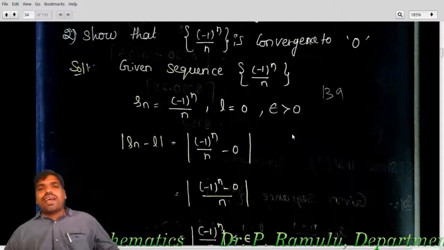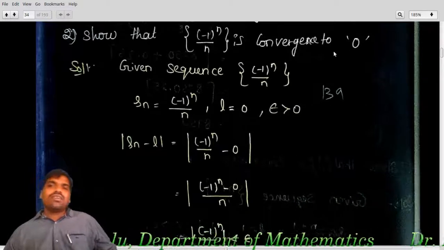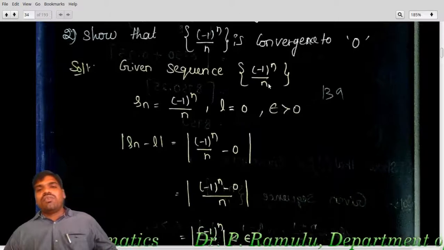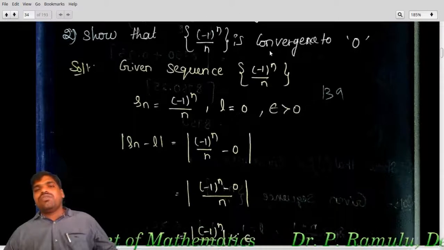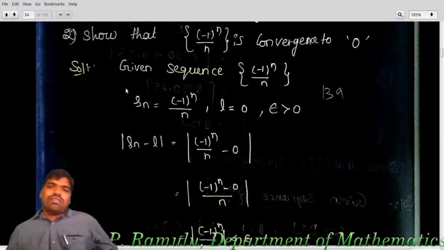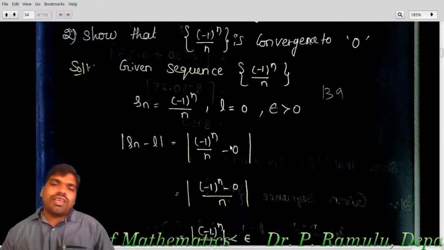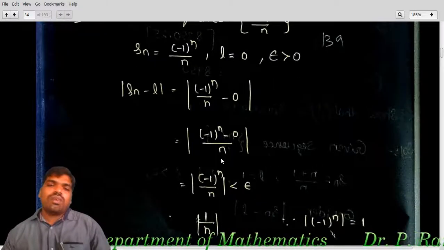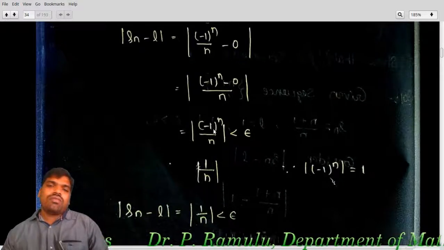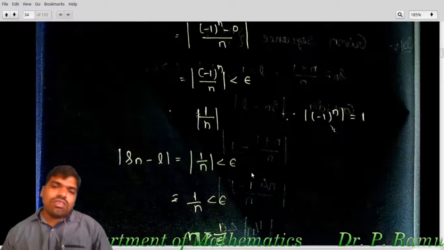Therefore, n plus 1 by n converges to 1. Show that the sequence minus 1 over power n by n converges to 0. Given the sequence minus 1 over power n by n, I want to show that this converges to 0. What is Sn? Sn equals minus 1 over power n by n, L equals 0. If I put the mod for this, mod of minus 1 over power n equals 1, we will get 1 by n. So this is less than epsilon.